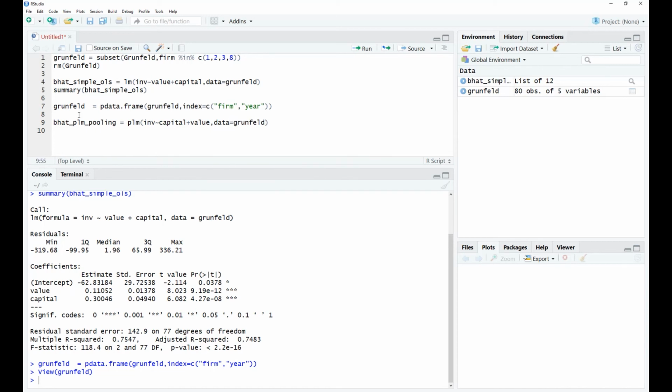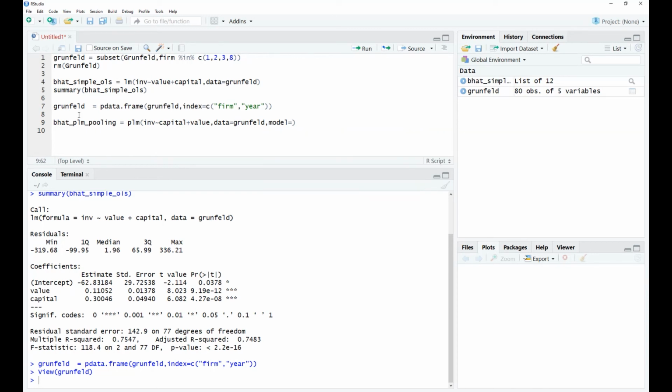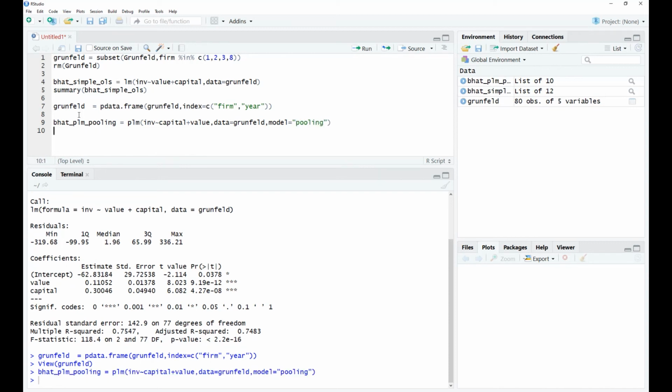Now note that here we have to add an additional parameter, in the sense that we have to specify the model. And since we want to run a pooled OLS, where we ignore the panel structure, we have to enter pooling. Now, this will give us the exact same result as before.